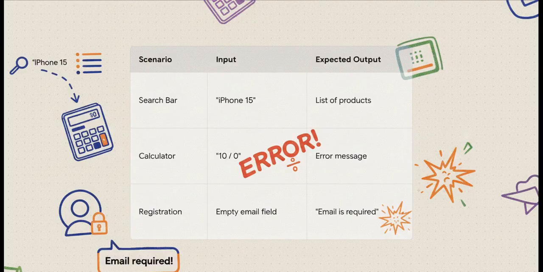And this same idea, this input-output model, it works for pretty much everything. For a search bar, your input is iPhone 15, and the output you expect is a list of iPhones. But check out the calculator example. A good tester isn't just going to check 2 + 2. No way. They're going to input something like 10 divided by 0, just to see if the app gives a proper error message instead of just crashing. They're trying to break it.